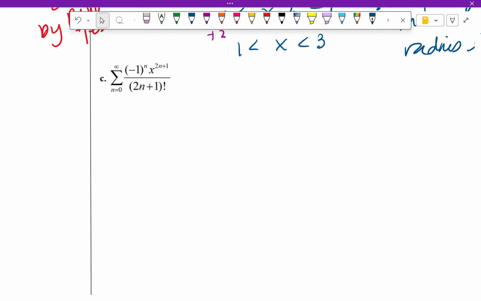If I am doing the ratio test, am I concerned about the -1 to the n power? No. Okay. What do I have to plug in? N plus 1. It's going to be a little bit more challenging this time, right? Okay, so I'm going to write it down here. The limit as n approaches infinity.